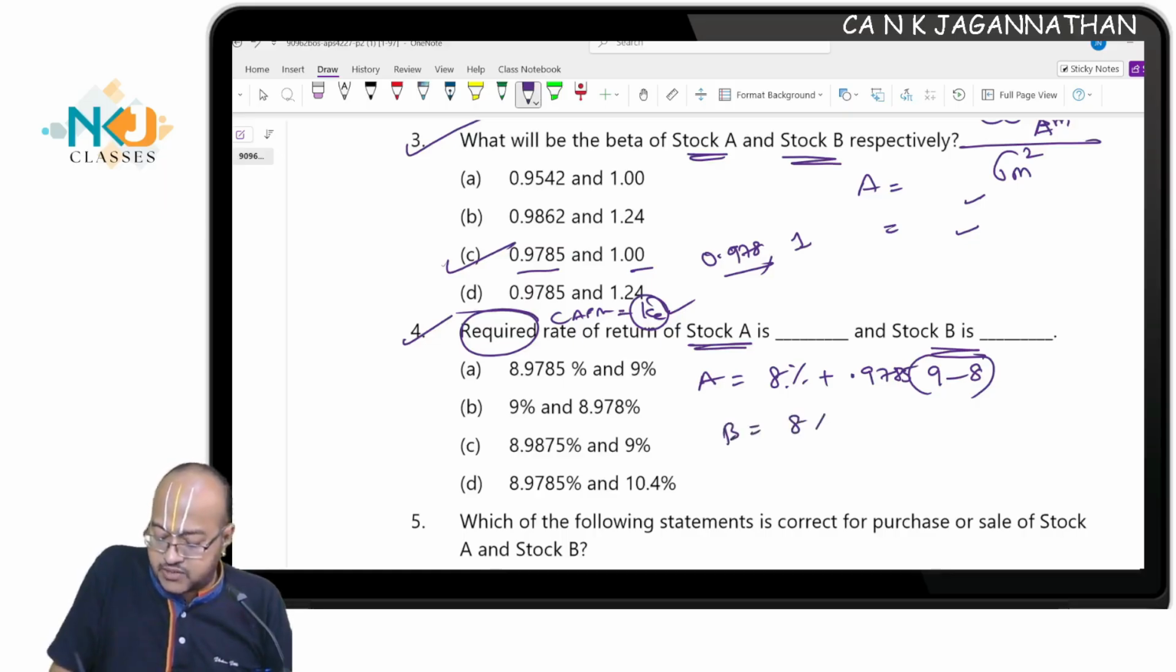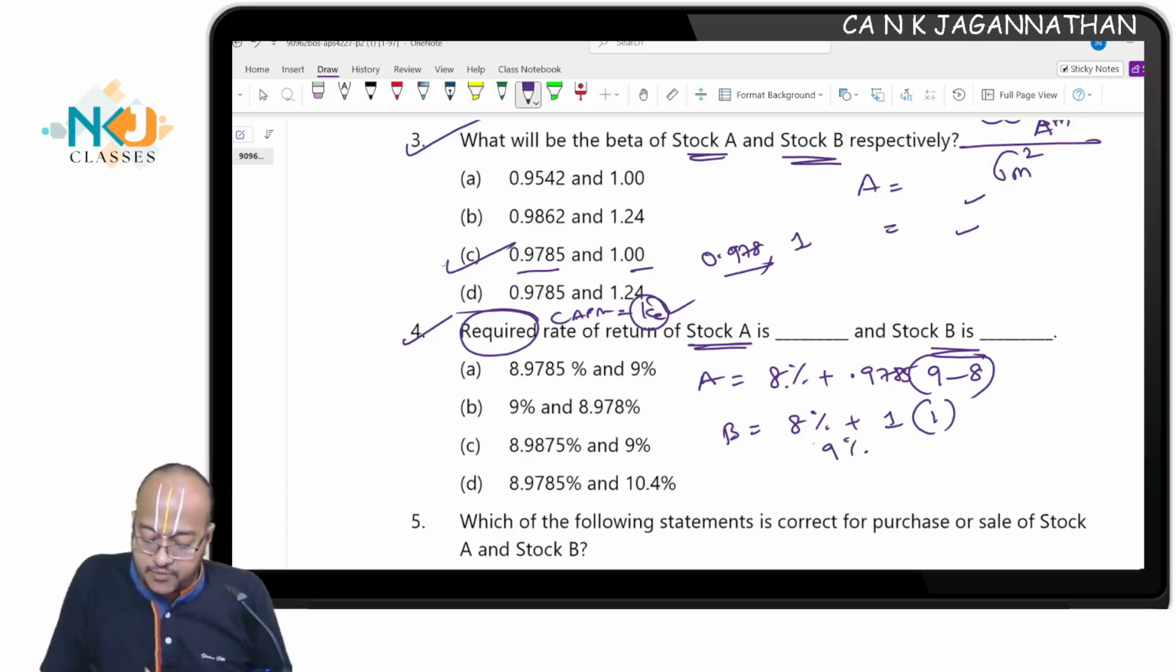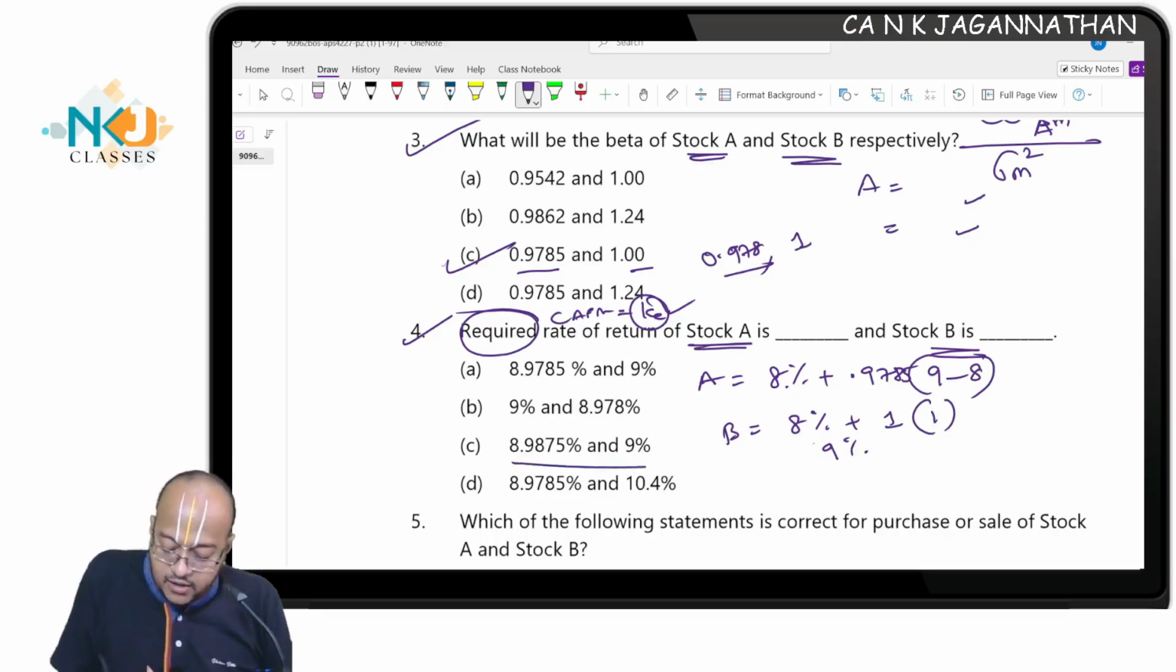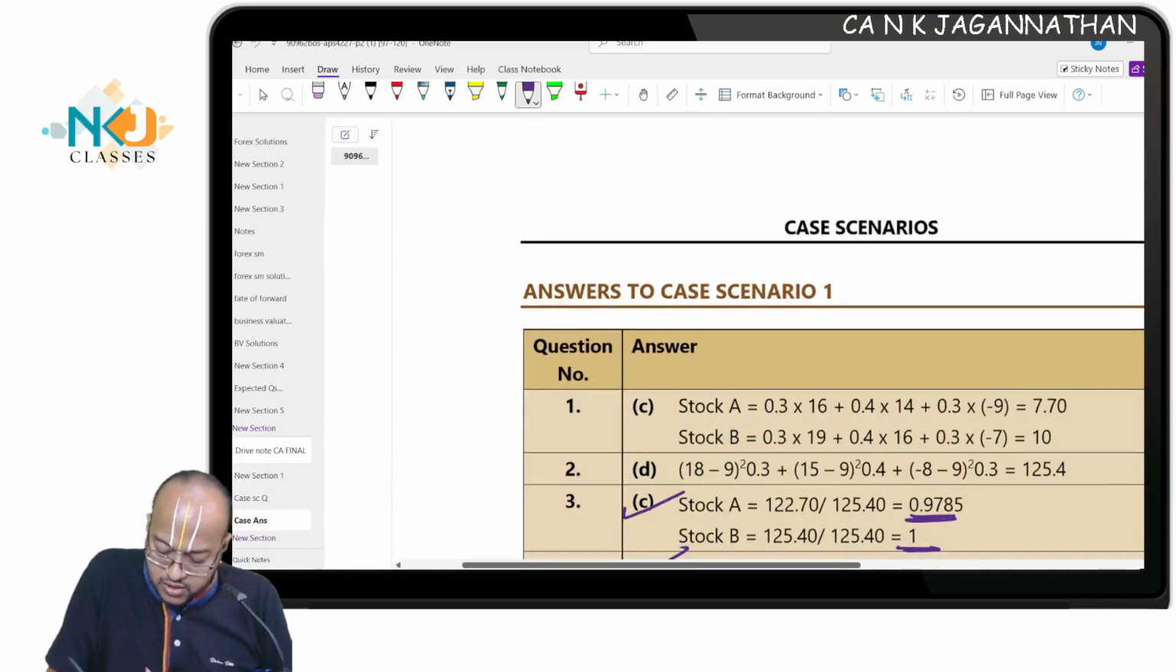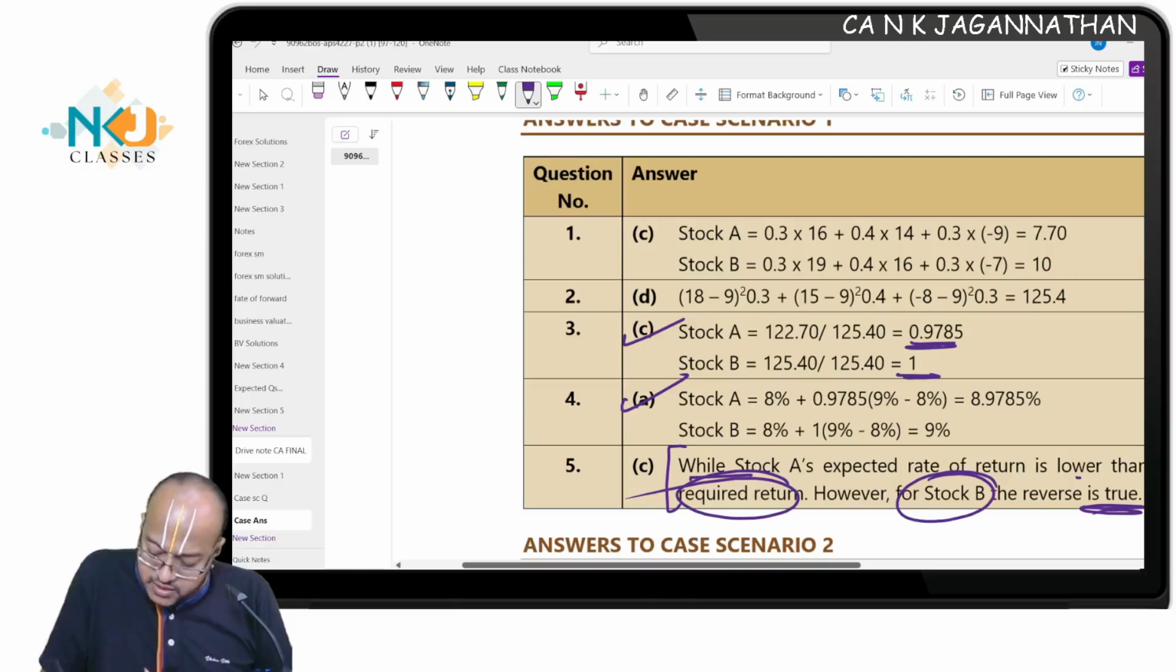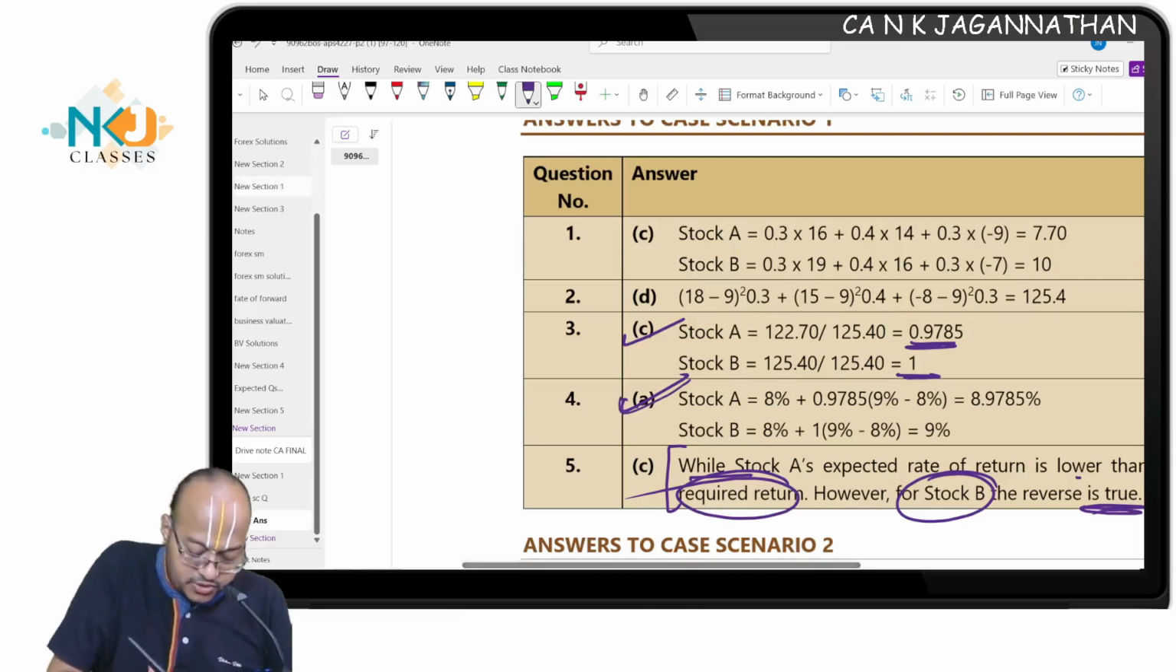Come to stock B. Stock B is the same: 8% RF plus beta is 1, and RM minus RF is also 1, which means 8 plus 1, 9%. So 8.9785 and 9. This should be the answer for 4. You see here they are playing with the numbers: 8.9785, here it is 8.9875. The right answer is 8.9785. A should be the answer. Let us check it once. Yes, this is the solution. A is the solution for question number 4.